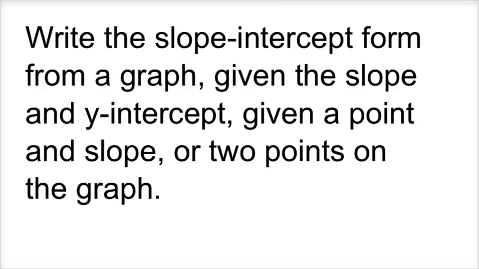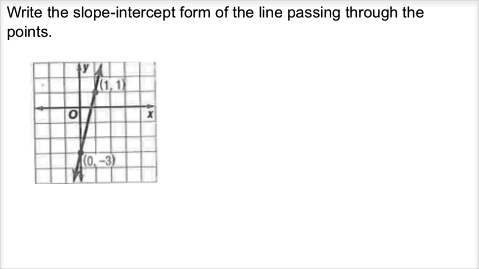Alright, so in this lesson, we're going to write the slope-intercept form from a graph, given the slope and y-intercept, given a point and any slope, or given 2 points. A couple of different ways we're going to do this. So, write the slope-intercept form of the line passing through the 2 points.